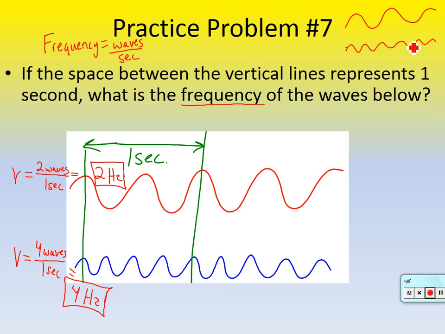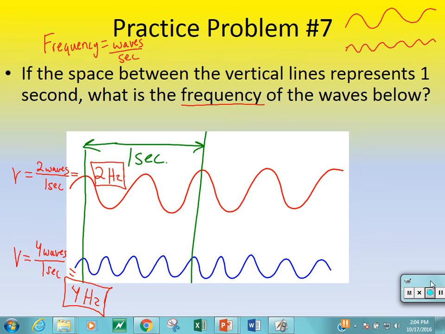Okay. We're going to stop for a second because we've learned enough to do at least the first page of the wavelength, frequency, and energy of waves worksheet. So turn your books there and see if you can complete that first page at least.